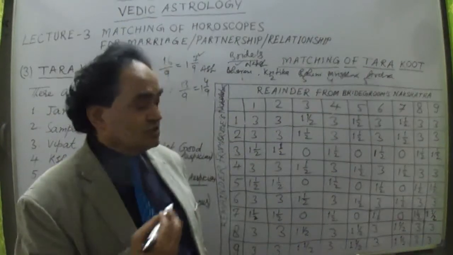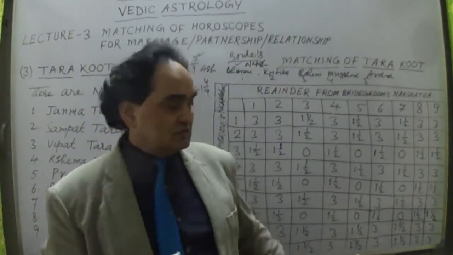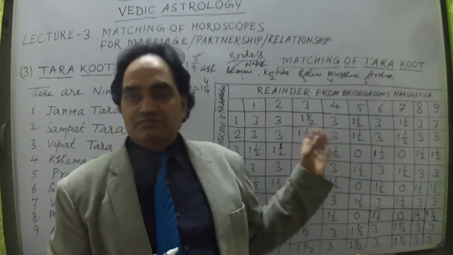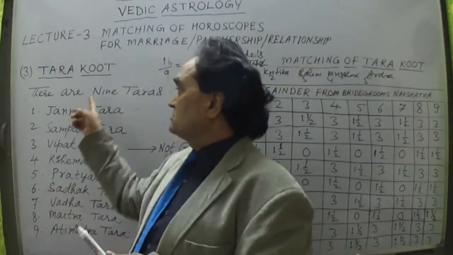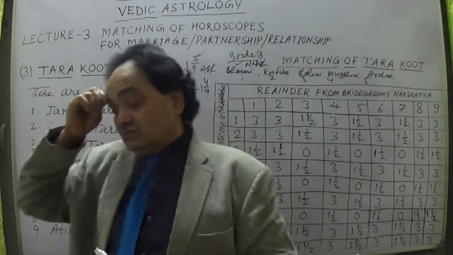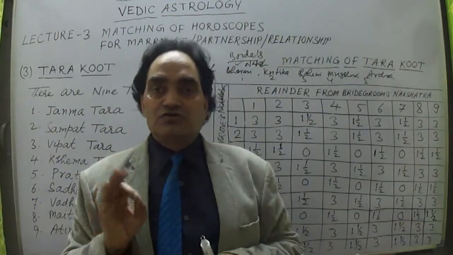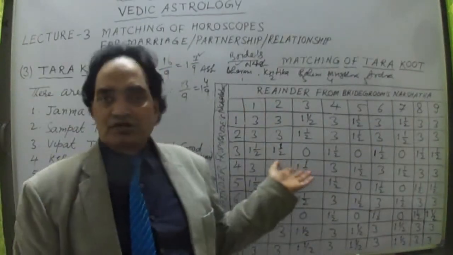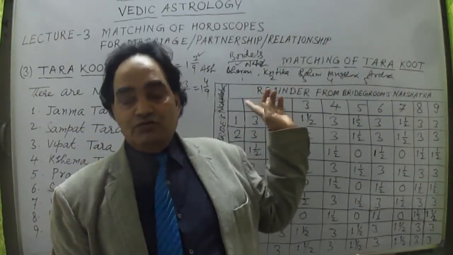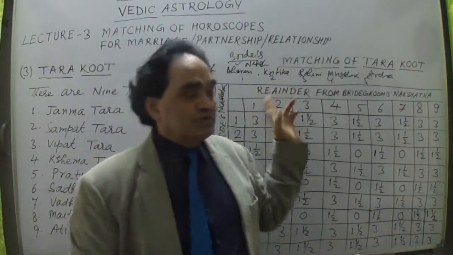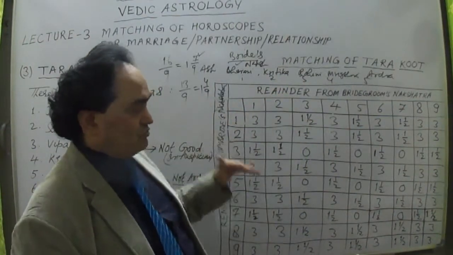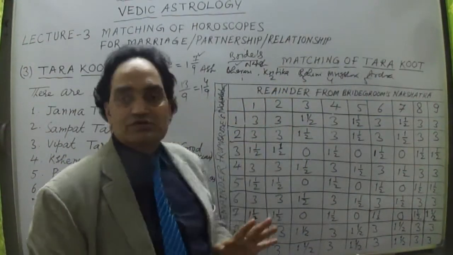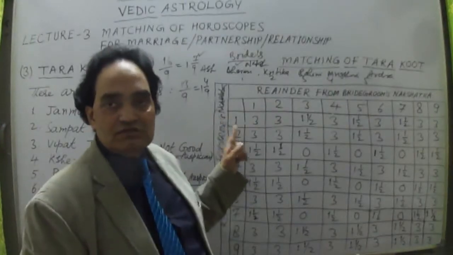So these Taras, the Tara calculation, in this way 3 marks is the maximum, because Tara Koot is the third number. So for Tara Koot, 3 marks, 3 points are allotted. In this way 3 points are obtained by the bridegroom and bride, right? So in this way the Tara calculation is being done. This table is very important. So this is the third number, Tara counting.